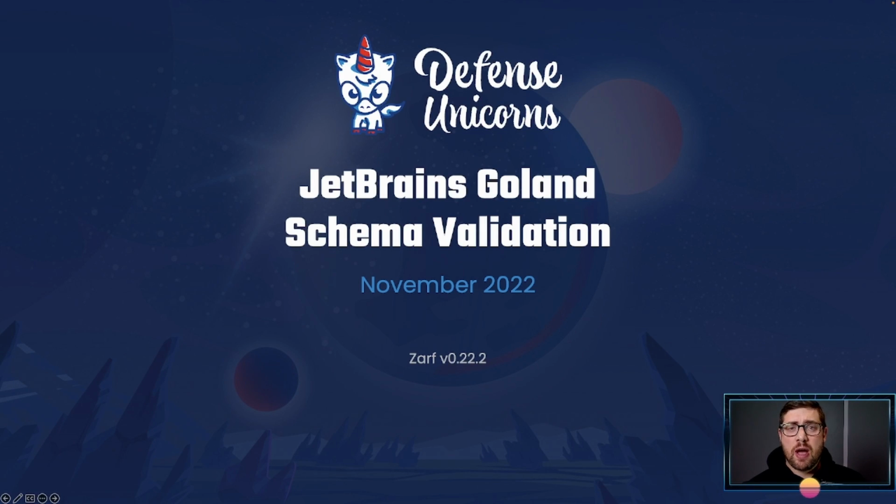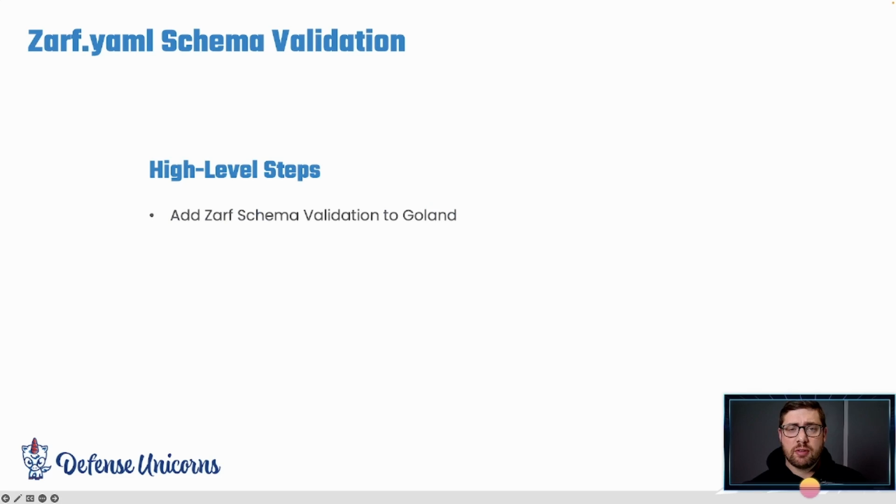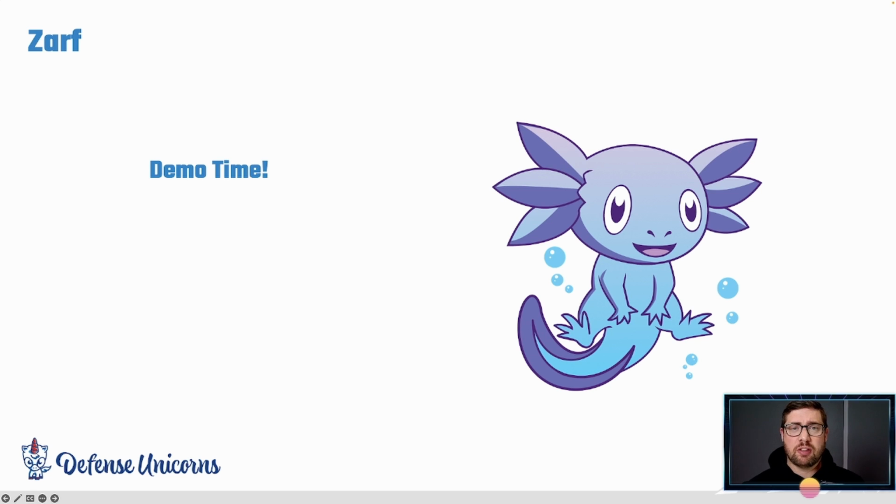Today, I'm going to show you how to enable Zarf schema validation in JetBrains GoLand. So our high-level steps for today, our agenda, is to just enable the feature. It's actually really simple. So with that, let's get started.